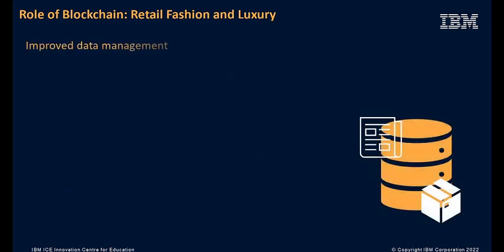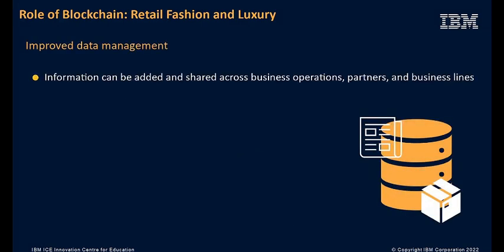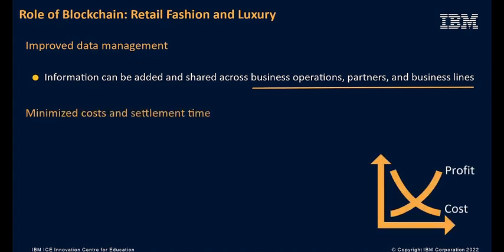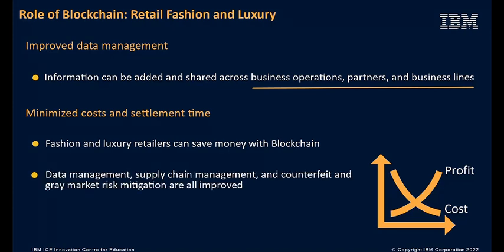Improved data management. Information can be added to a blockchain and shared across business operations, partners, and business lines. Minimized costs and settlement time. Fashion and luxury retailers can save money with blockchain. Data management, supply chain management, and counterfeit and gray market risk mitigation are all improved.